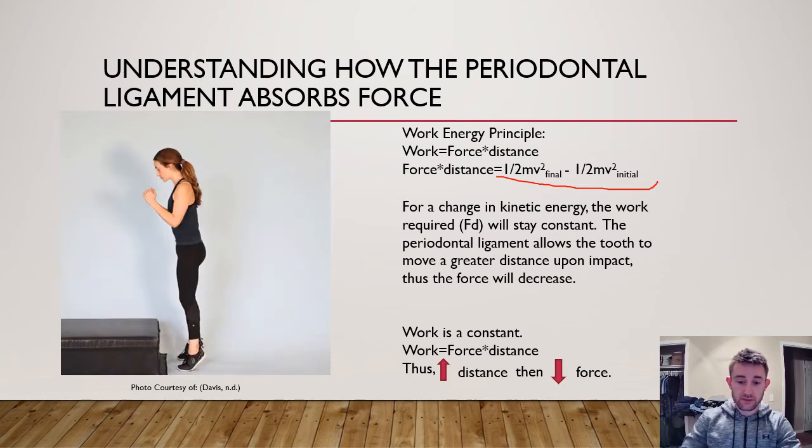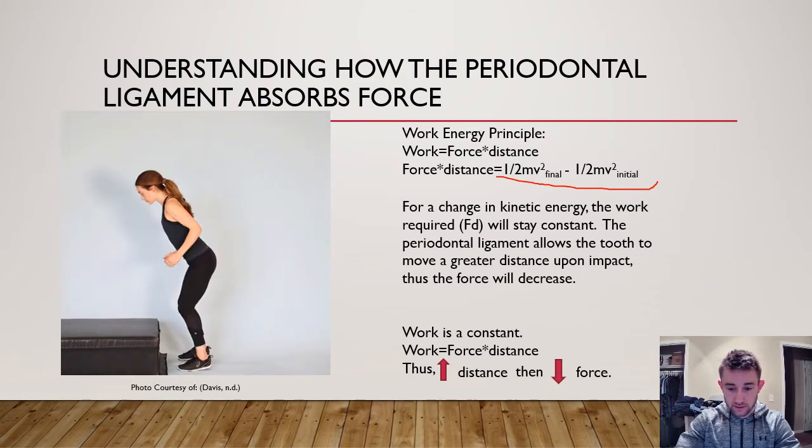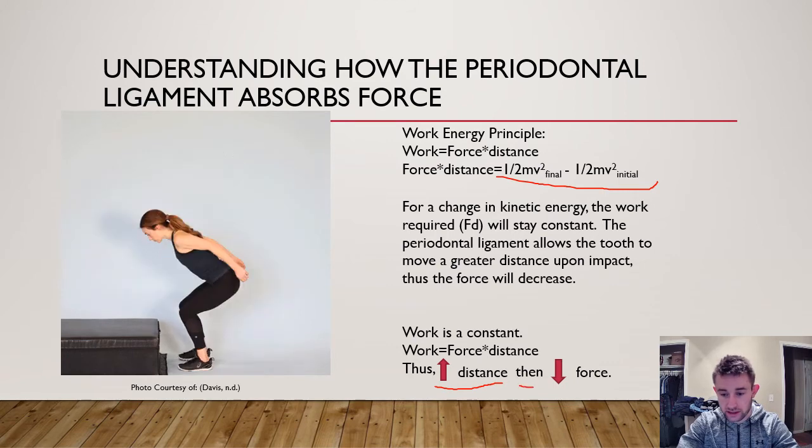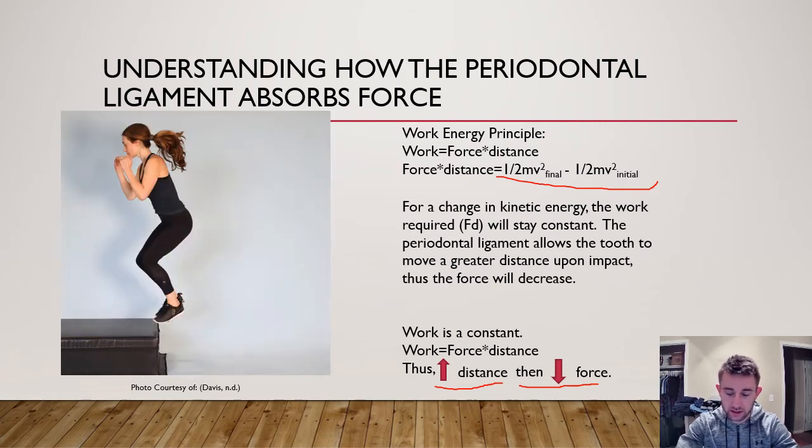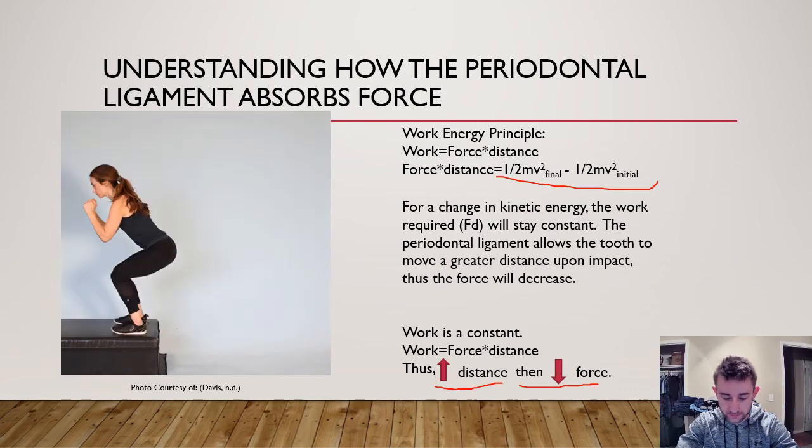So if the distance increases, as the periodontal ligament allows our tooth to do, then the force has to decrease because the change in kinetic energy will stay the same. So the periodontal ligament allows less force on the tooth because it increases the distance there.